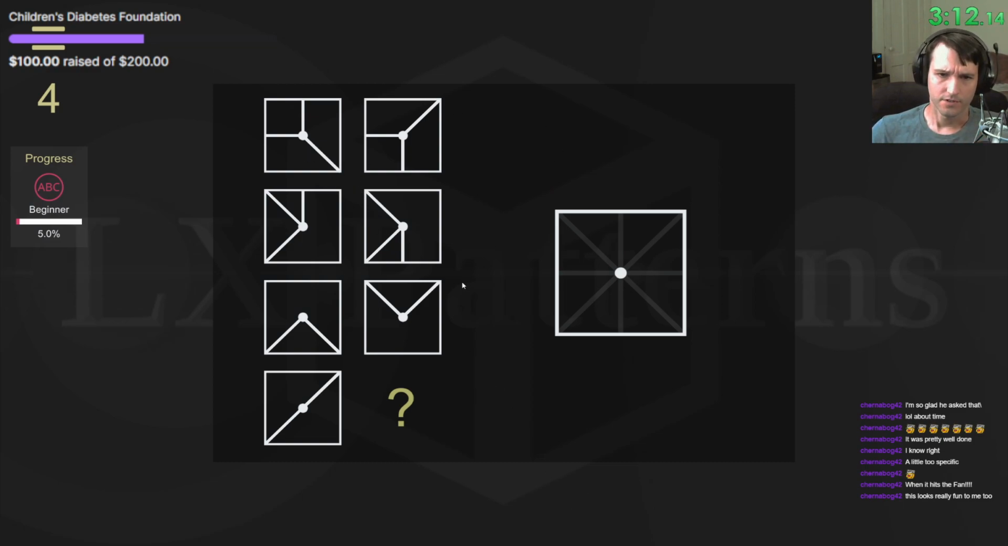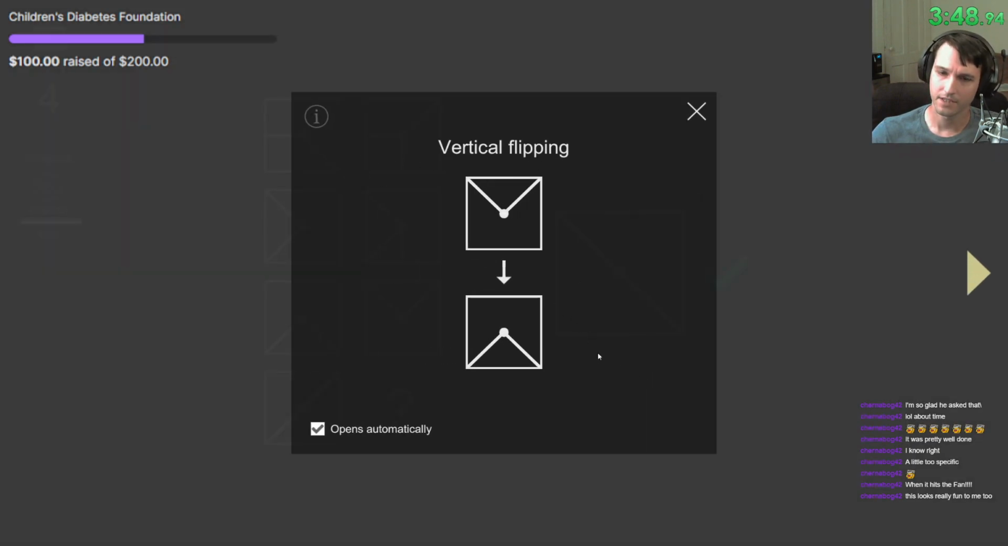Alright, so this one was in the trailer too, right? Maybe? I don't know. So, this rotates 90 degrees to point here. This is a mirror image of that one. This rotates 180 degrees. This one went 90 degrees. I don't think it's this, is it? I'm sorry, not that. This. It is. Vertical flipping.